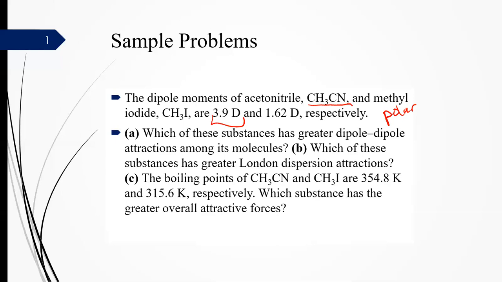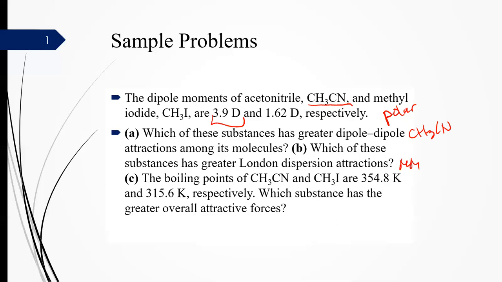That means that as those parts increase, we should be able to anticipate which one would have greater dipole-dipole attractions. So part A is asking us which one has greater ones, and so that should be our acetonitrile because it's got a larger dipole moment. When it's asking us about London dispersion attractions, then we need to think about, well, what drives our London dispersions? And that's going to be our molar mass. So now we have to determine which one has a higher or lower molar mass.